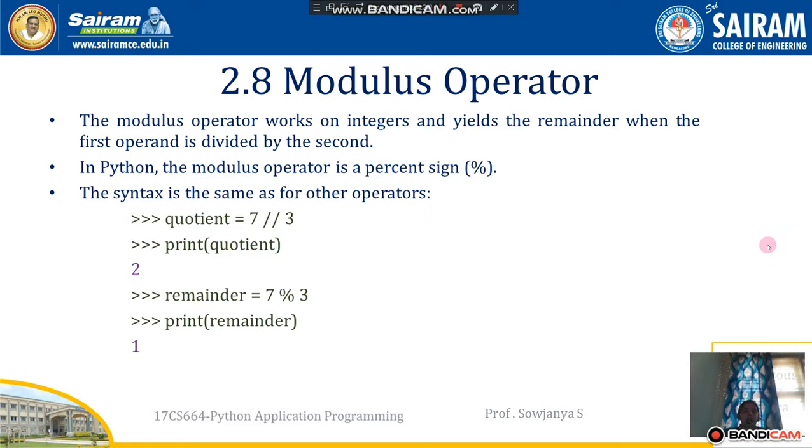Next one is the modulus operator. How do you use the modulus operator? The modulus operator works on integers. Make sure this modulus operator only works on integer numbers and yields the remainder when the first operand is divided by the second one. In Python, the modulus operator is the percent sign. The syntax is the same as for other operators. For example, 7 mod 3: 3 times 2 is 6 and the remainder is 1, so this gives the remainder. When you want the quotient, use the floor division operator, and this gives the quotient here.